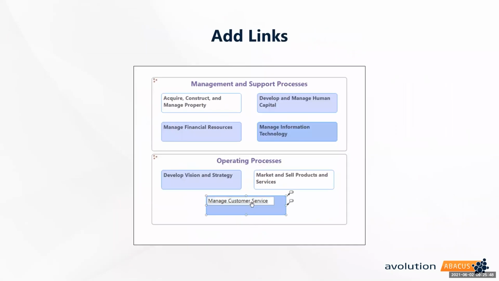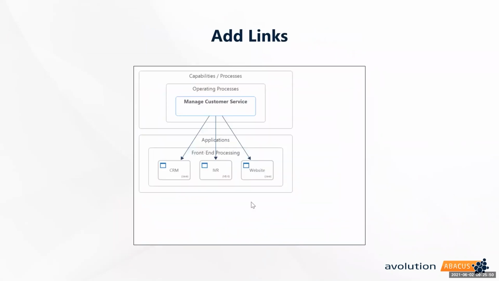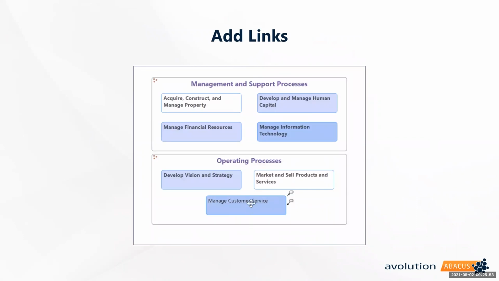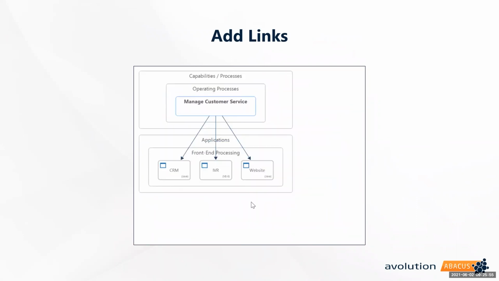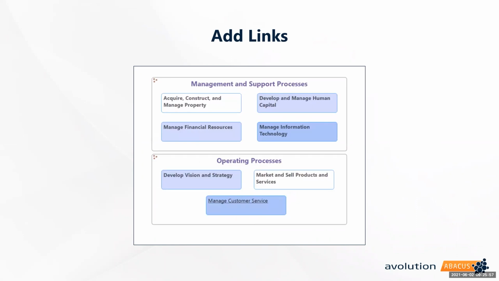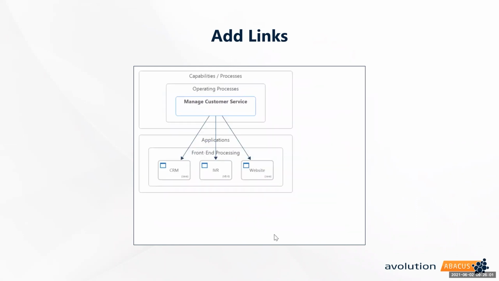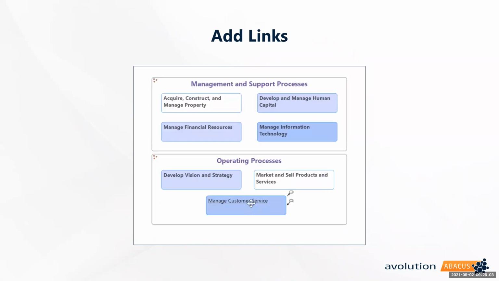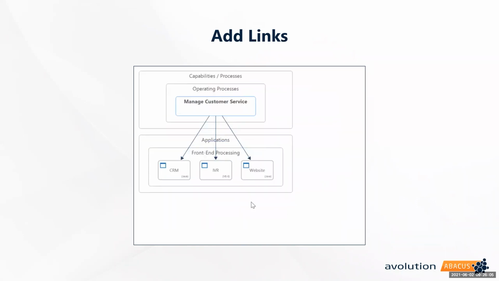From there, we can add links. So the heat mapped capabilities allow us to understand which capability has the most supporting applications. And then a link will allow a user to follow that link and see what those applications are that support that capability.